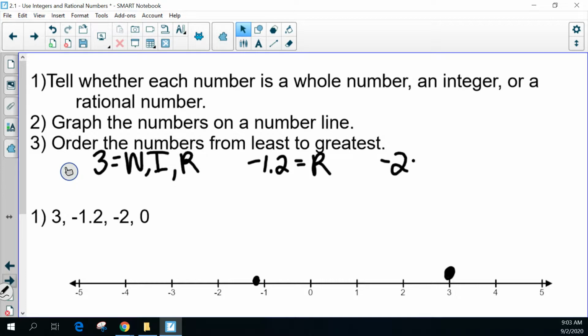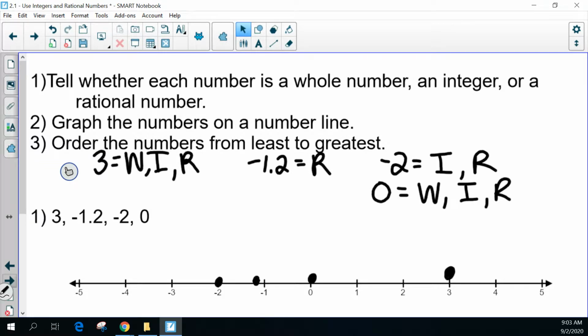Okay, negative 2, whole number, yes or no? No, but it's integer and rational, and then I'm going to graph that. Okay, and then 0. Whole number? Yes. Integer and rational. So you do have portions of this on your homework where you have to categorize what type of number it is and then put them on a number line.